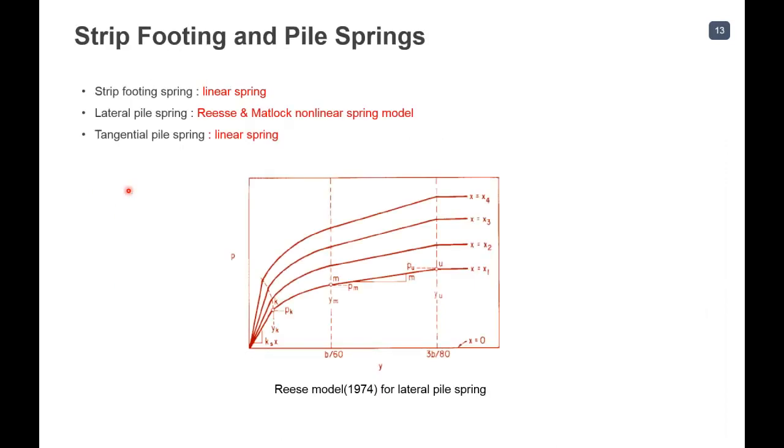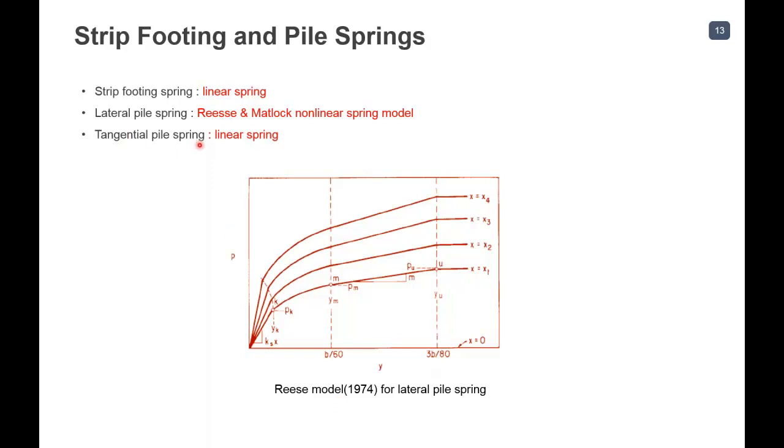The program models this lateral soil with compression-only springs. Coming to the strip footing and the pile springs: if the foundation also has piles, then the program will switch to this model, where the strip footing would be a linear spring and the lateral pile spring would be based on the Reese and Matlock nonlinear spring model, where the program will create the multilinear springs. The load versus deflection, which is the P-Y curves of the lateral springs, is given. You can refer to this. All these calculations are given in our MIDAS help manual as well.